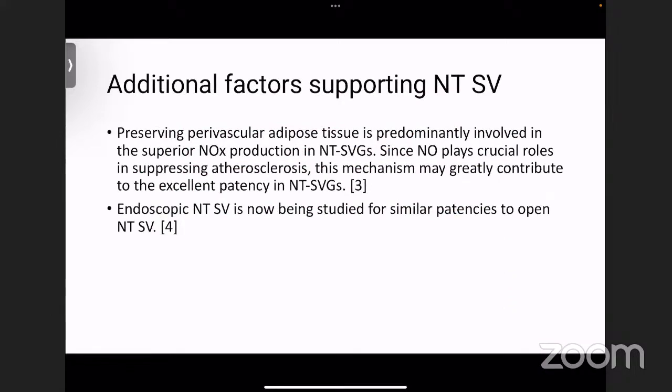As we said, if we have the non-touch, we can preserve the perivascular fat tissue around it. It showed that this is actually superior in nitric oxide production. It keeps it somehow intact for a decent amount of time and helps the patency. Now we have endoscopic non-touch saphenous vein grafts being studied as well.